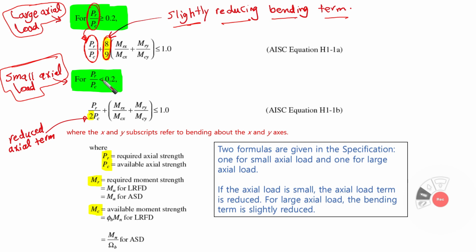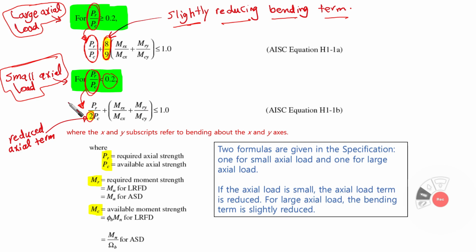However, on the other hand, if PR over PC is less than 0.2, we found that the effect of the axial force or the axial term is not going to be that much affecting. So we are going to reduce it by 2 here. That's the meaning of 2 here. Almost half of the contribution of axial force is going to be used. However, the moment term is going to be fully utilized. There is no 8 over 9 here. Okay, so this is the meaning of the two equations.